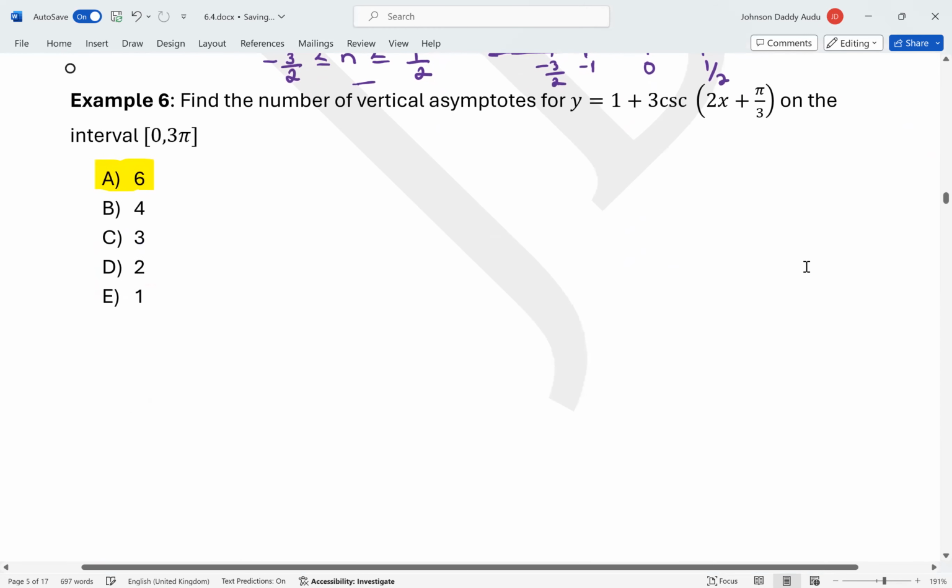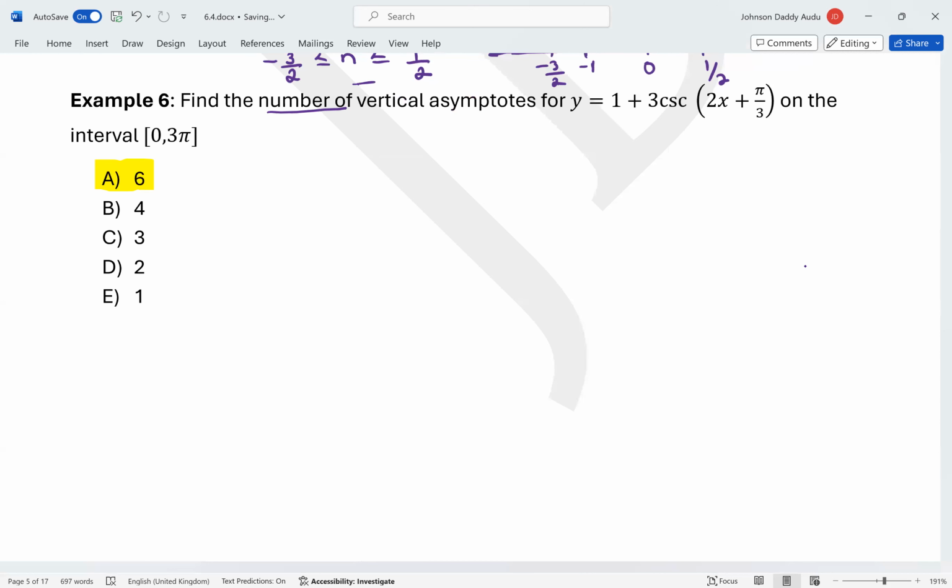So for the next example, it says find the number of what? Vertical asymptotes. So this is asking for the number of vertical asymptotes. It means how many vertical asymptotes can this graph get between 0 and 3 pi. So you could graph it and check. But if you don't want to graph, then you do this analytical method.